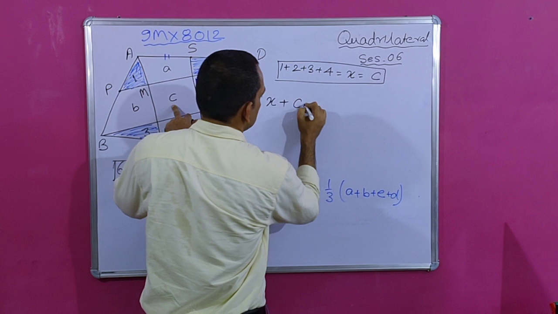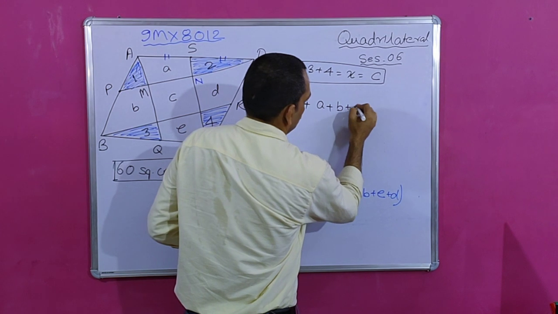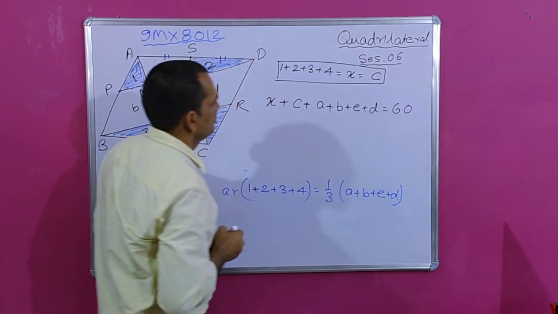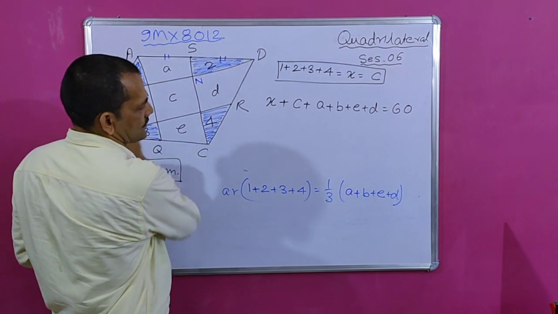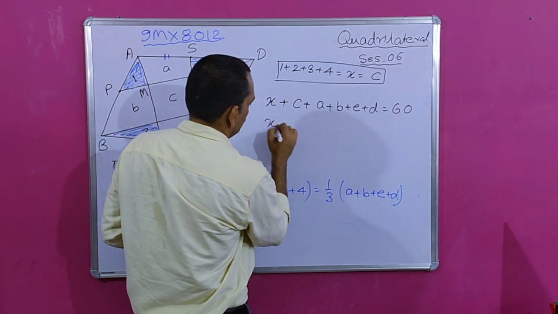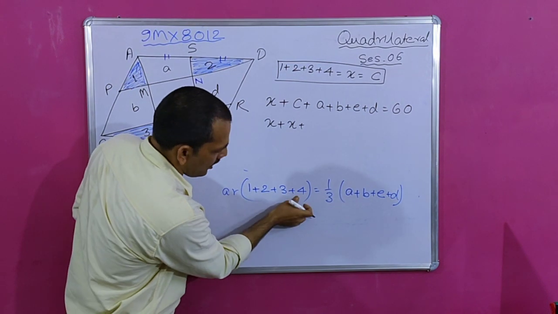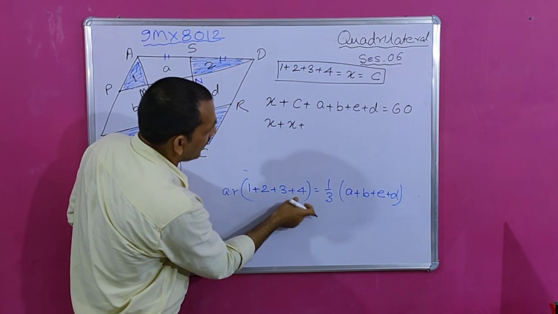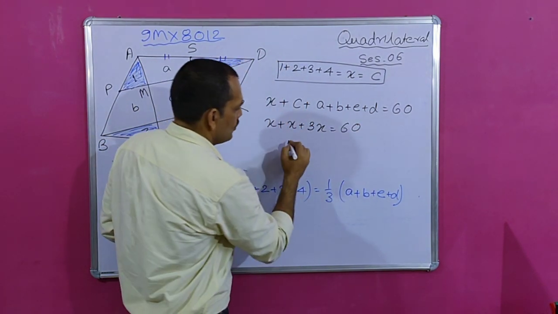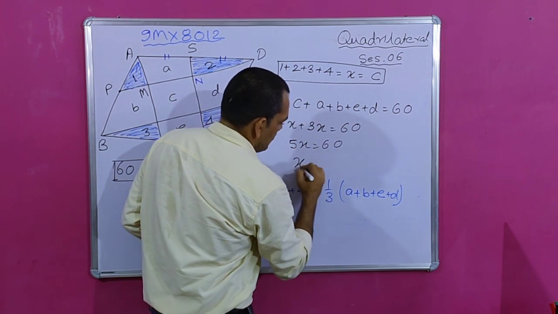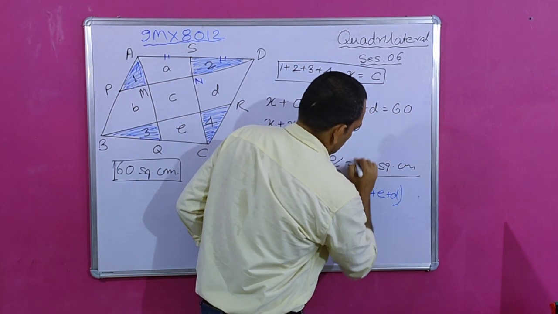X plus C plus ABED equals 60. X is 1, 2, 3, 4, then C, and these 4 parts. Now C is also X, and ABED is 3 times X, because 1, 2, 3, 4 is X, so it's 3 times X. So 3 times X plus X plus X, that is 5X, equals 60. So X equals 60 by 5, which is 12 square centimeter.